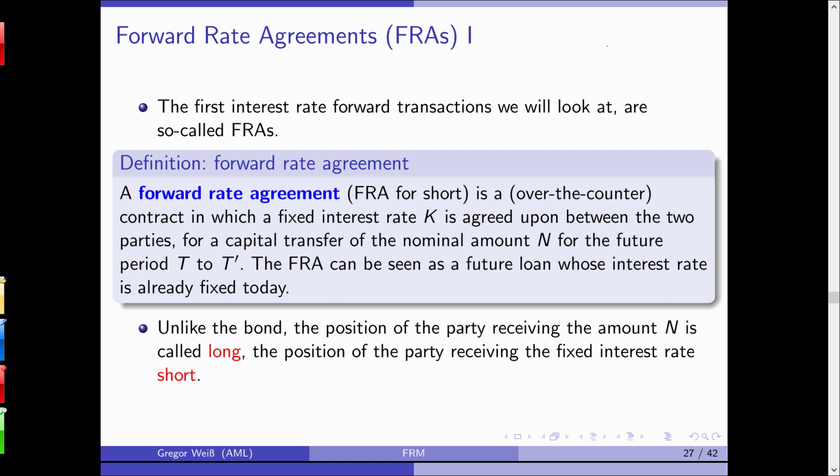Okay, next, a forward rate agreement. What is a FRA? A forward rate agreement is an over-the-counter contract in which a fixed interest rate K is agreed upon between the two parties for a capital transfer of the notional amount N for the future period from T to T'. The forward rate agreement can be seen as a future loan whose interest rate is already fixed today. And unlike the bond, the position of the party receiving the amount N is called long, and the position of the party receiving the fixed interest rate is the short position.